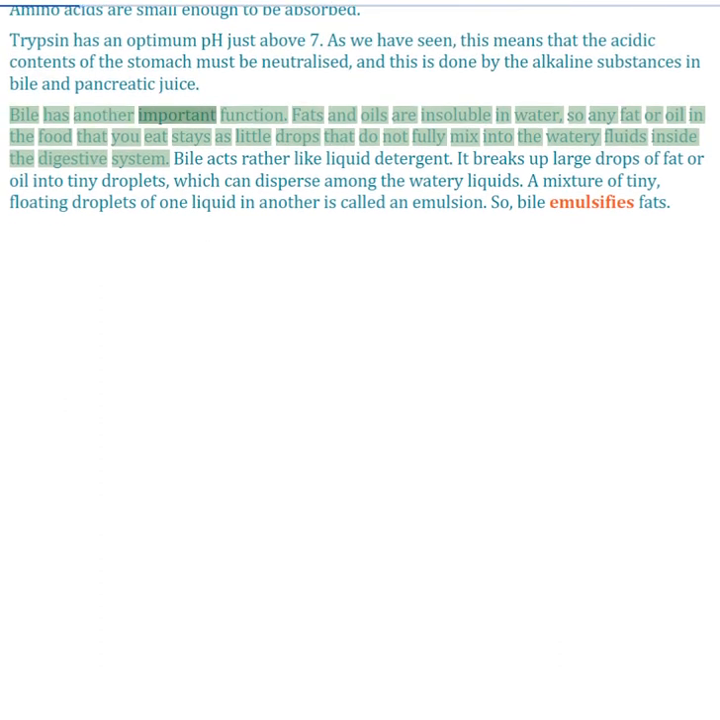Bile has another important function. Fats and oils are insoluble in water, so any fat or oil in the food that you eat stays as little drops that do not fully mix into the watery fluids inside the digestive system. Bile acts rather like liquid detergent. It breaks up large drops of fat or oil into tiny droplets, which can disperse among the watery liquids. A mixture of tiny, floating droplets of one liquid in another is called an emulsion.